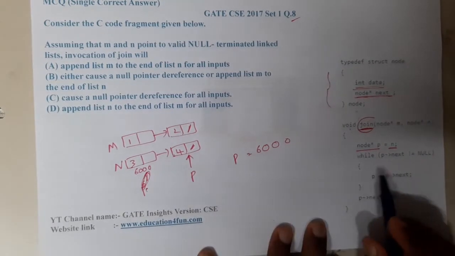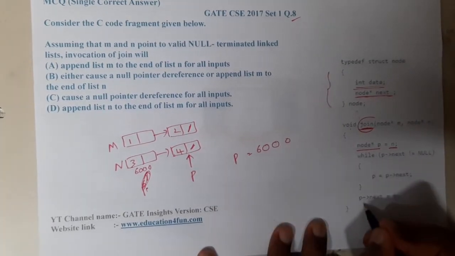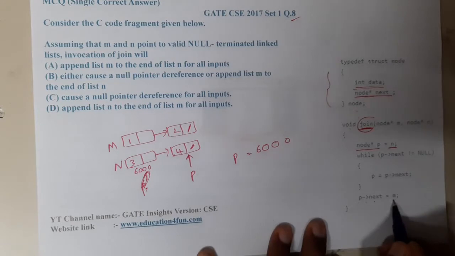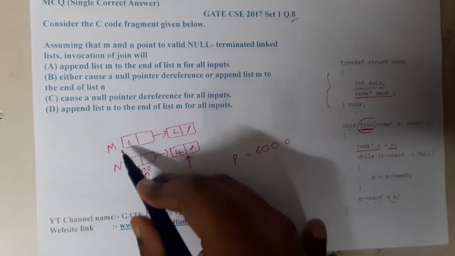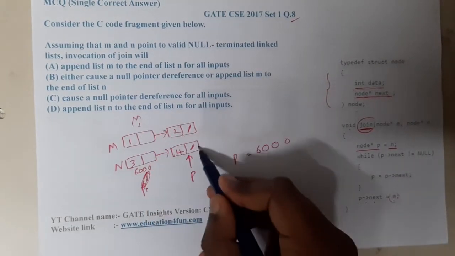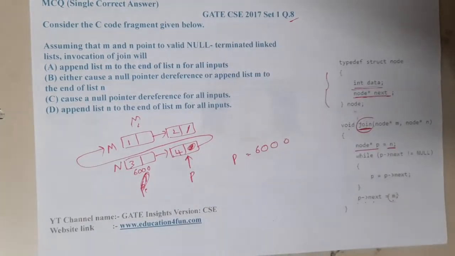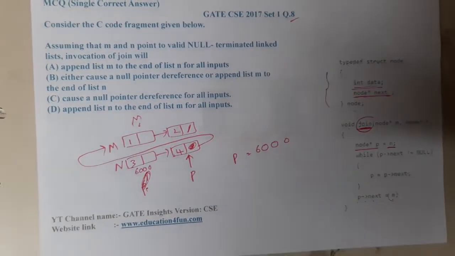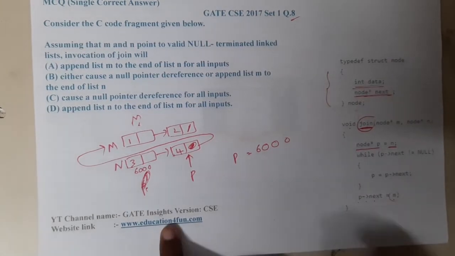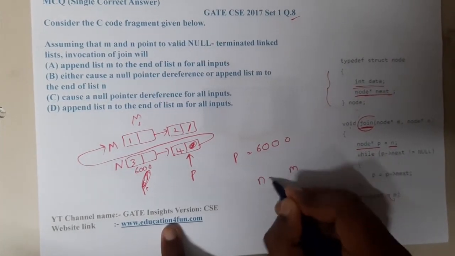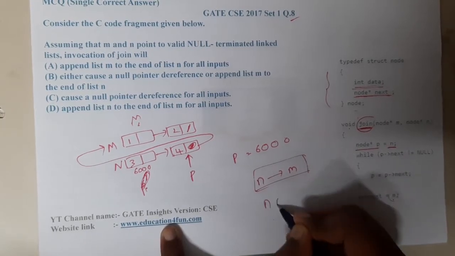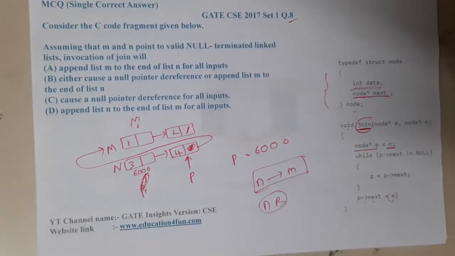Once we reached the end, we simply do p's next equals m. So what is the address of m? We are directly adding that here. So this is now connected to here and this null value is replaced. So what has exactly happened? The list m has been appended to n. So now our list is n followed by m, in simple words. So let us check the options.